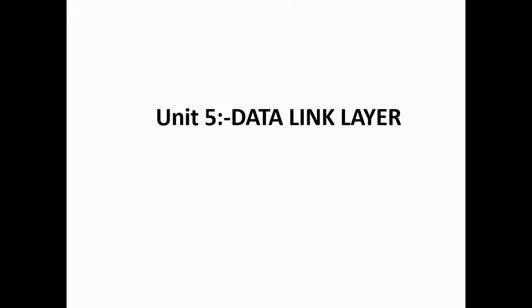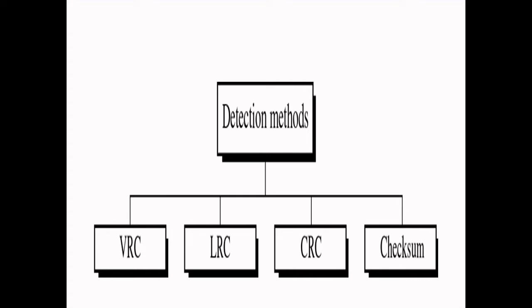Our subject is Computer Network. Unit 5, Data Link Layer. In the last lecture, we saw two methods, VRC and LRC. In this lecture, we will see another two methods, that is CRC and checksum.